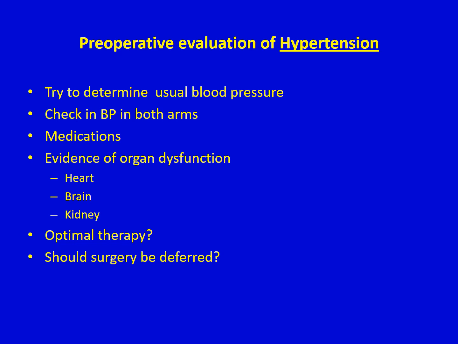When they have hypertension, you need to check for evidence of organ dysfunction, particularly in the heart, the brain, and the kidneys. And then ask yourself, is the hypertension under optimal therapy? And should surgery be deferred until it's under better control? Should they be seen by a specialist?